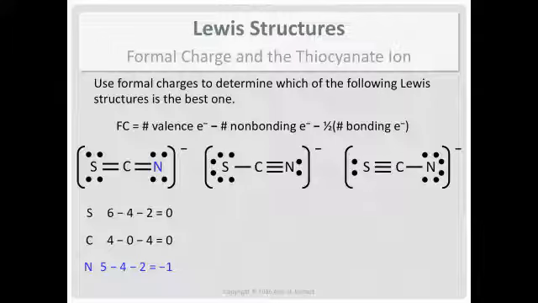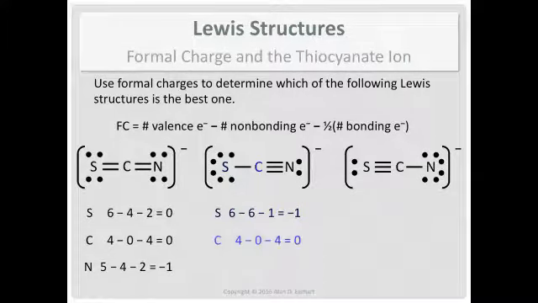Let's go to the second structure. That sulfur has a -1 formal charge. The central carbon atom has a 0 formal charge. And the nitrogen atom has a 0 formal charge. -1, 0, 0 adds up to -1. Okay?